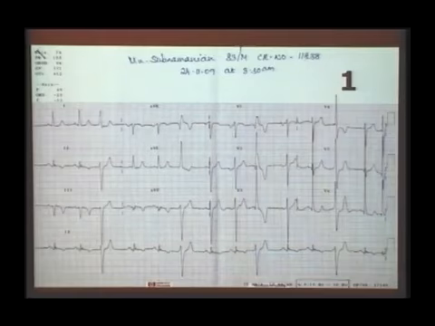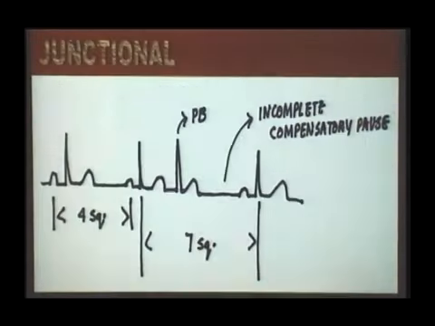The pause which comes after this premature beat is called compensatory because there is a pause there, then the sinus rhythm restores. So this is a compensatory pause. There is a subtle difference between the compensatory pause of ventricular premature beats and supraventricular premature beats. In supraventricular premature beats, the compensatory pause is supposed to be incomplete.